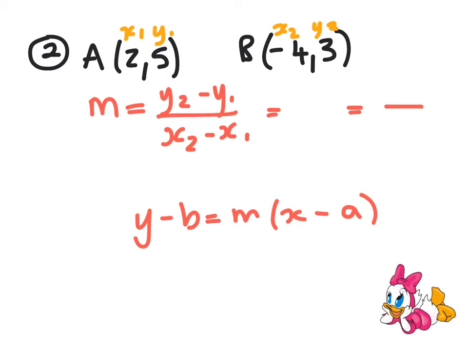a fraction. Now we need to substitute that fraction, which you've got here, into the formula, and you can pick either the first point or the second point. I think you'll agree the best one to pick is the first one, so that's y minus 5 equals whatever your fraction is, times x minus 2.